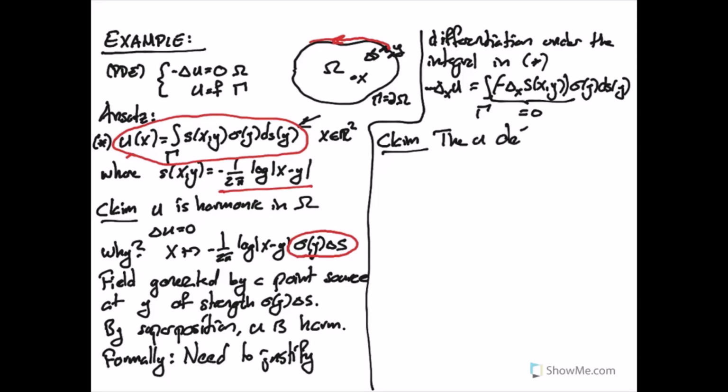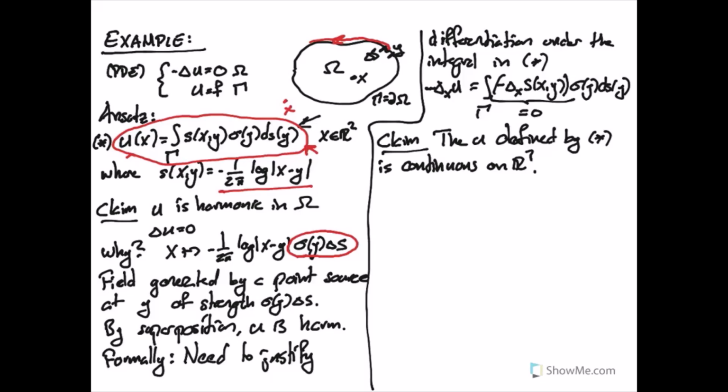is a continuous function. So as you move x around, wherever you put it, this function is going to be continuous as a function of x. So s has a singularity. As x and y approach each other, this is a singular function.